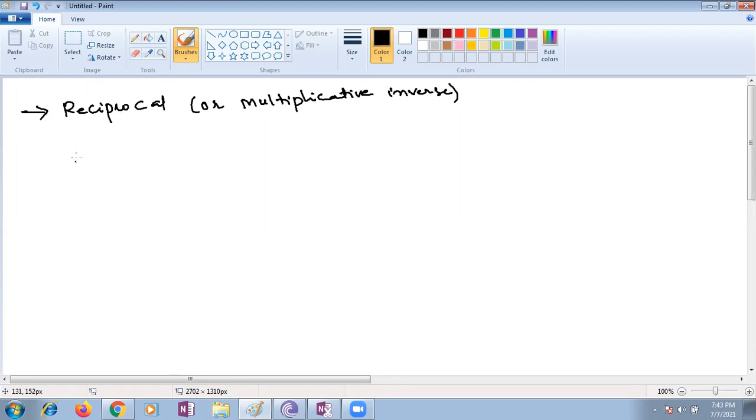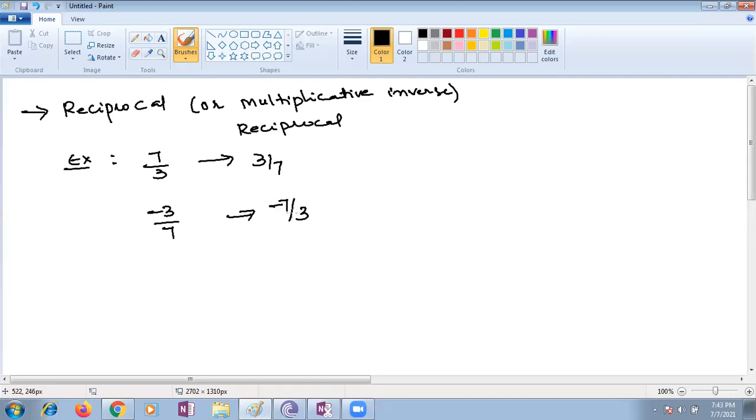Suppose I want the reciprocal of 7 by 3. It is 3 by 7. The reciprocal of minus 3 by 7 is minus 7 by 3.